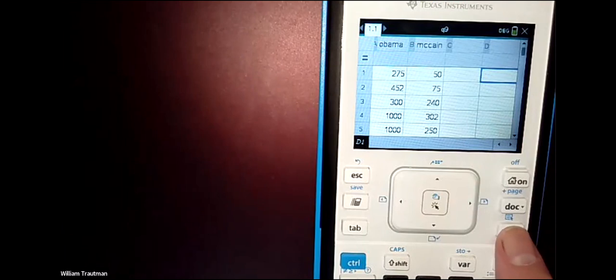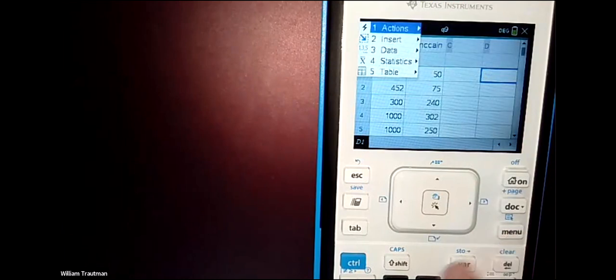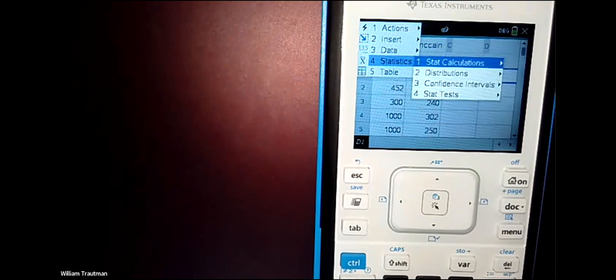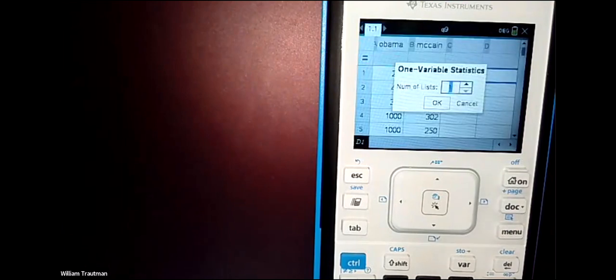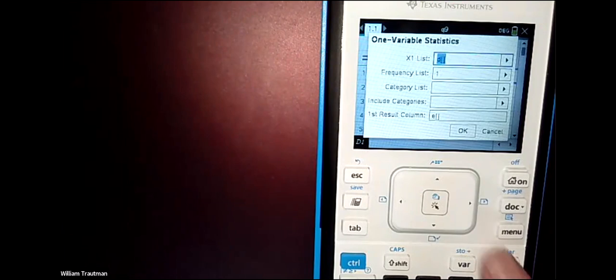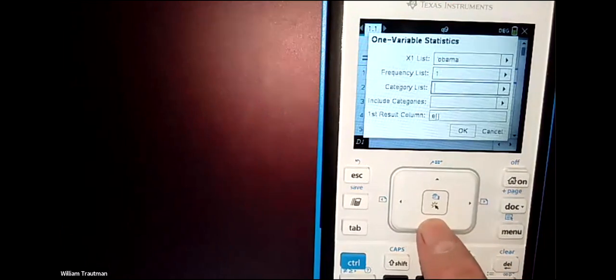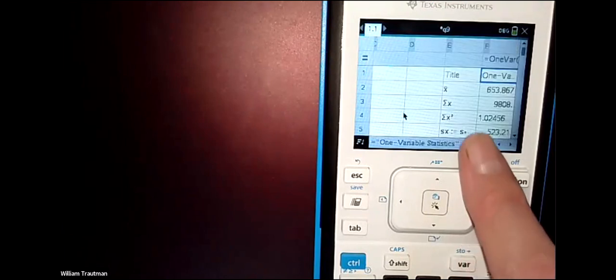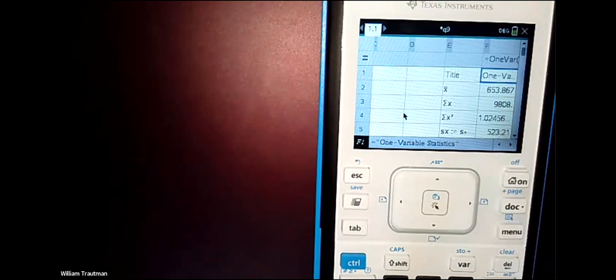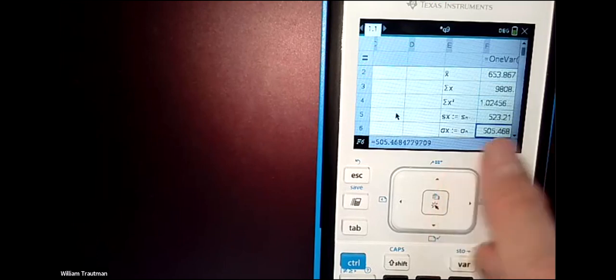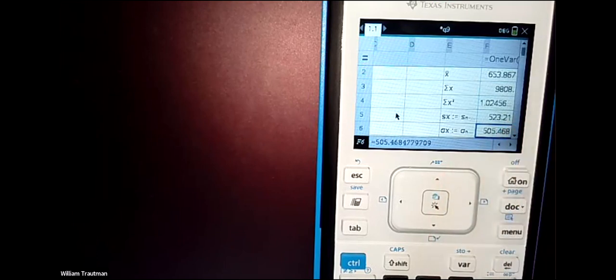So I go to menu, 411. It's going to be one list, coming from Obama's. Everything else stays the same because we're not using the other list. We're just getting the data from the first list right now. My average is 653.8 and my standard deviation is 523.21. So I'm going to write both of these down.